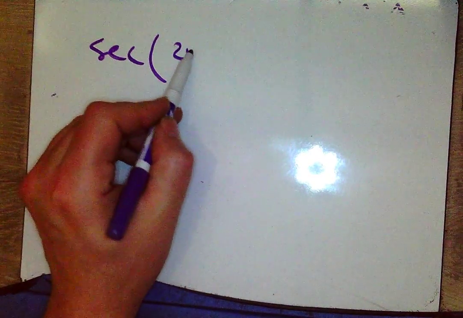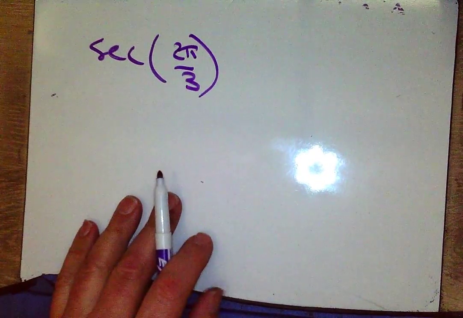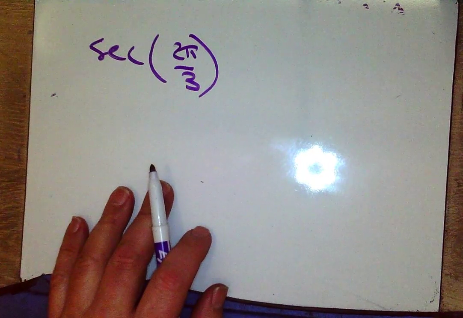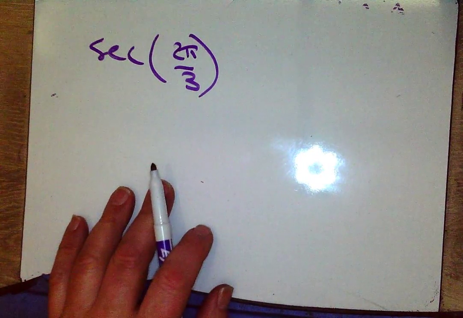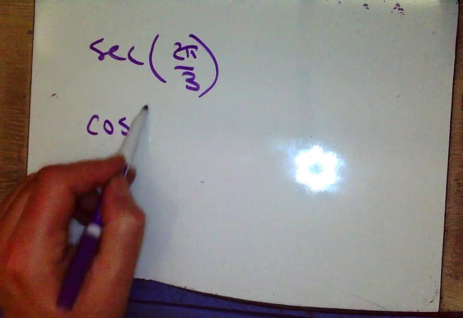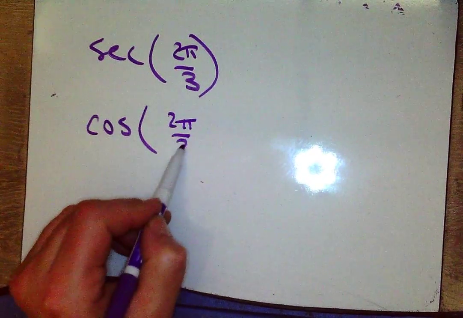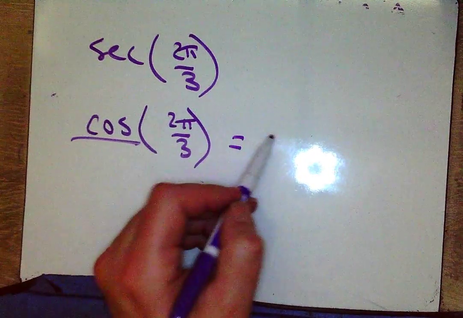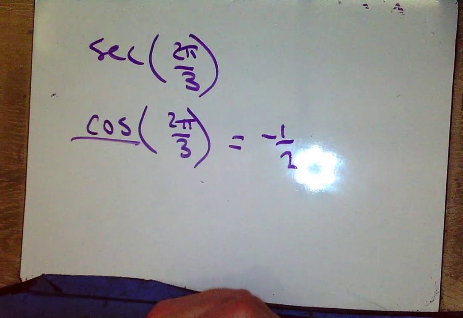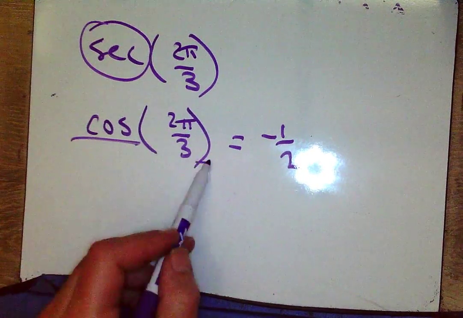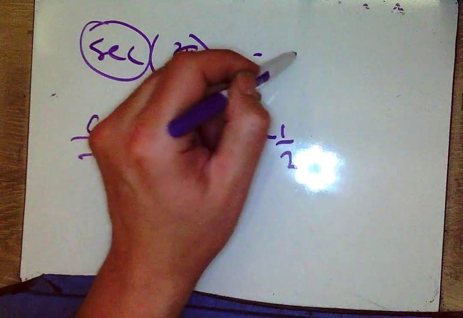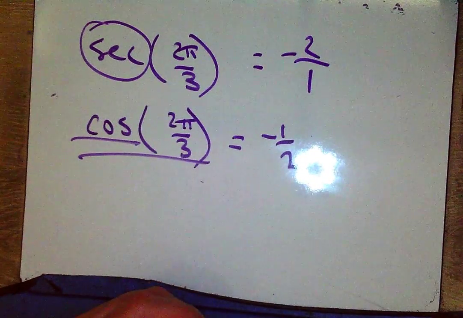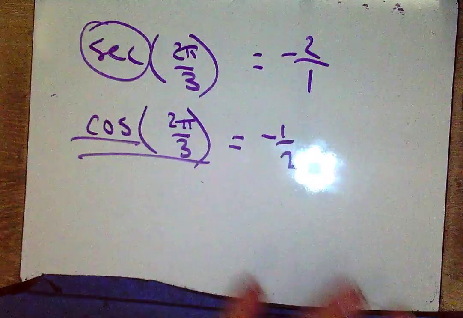But I definitely think you should be ready for secant of 2 pi over 3. 5, 4, 3, 2, 1. No, really, we need to do that fast. What's the cosine of 2 pi over 3? Well, cosine is the x value, and the x value of 2 pi over 3 is negative 1/2. Secant is the reciprocal of cosine, so negative 2 over 1. Okay? Yeah, be comfortable with those.